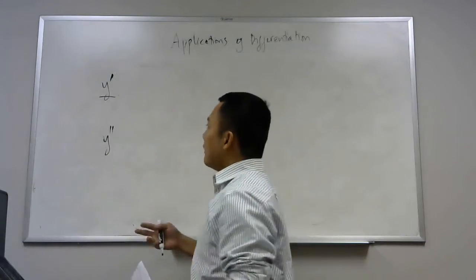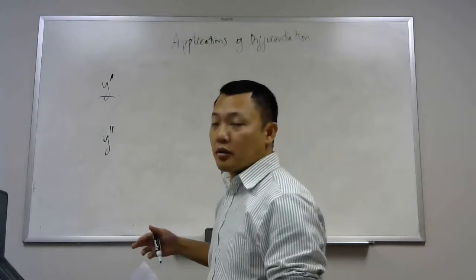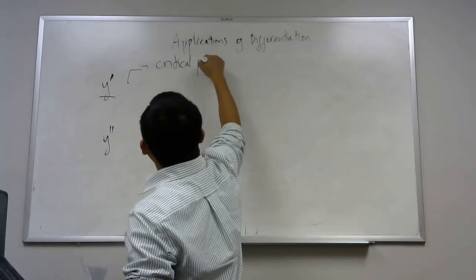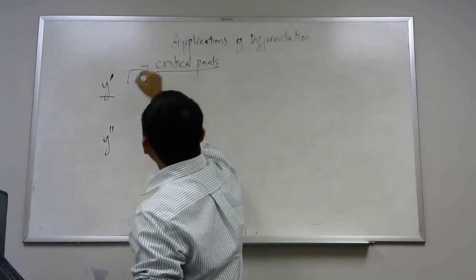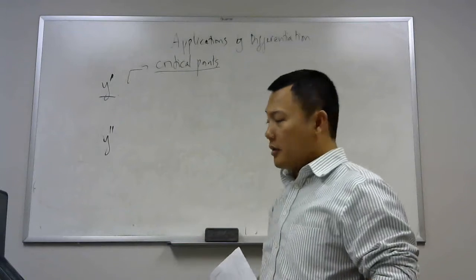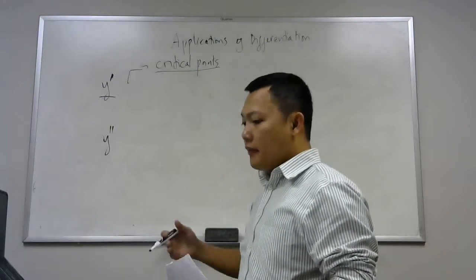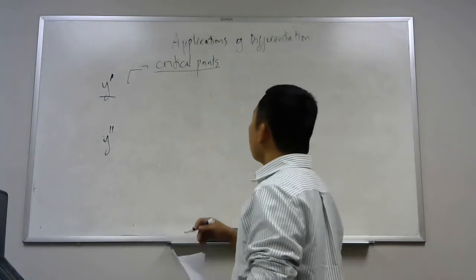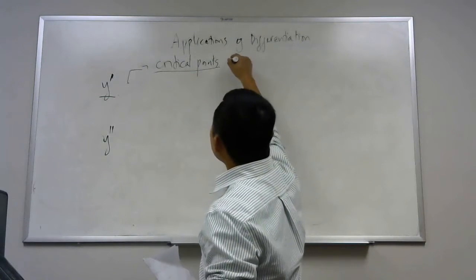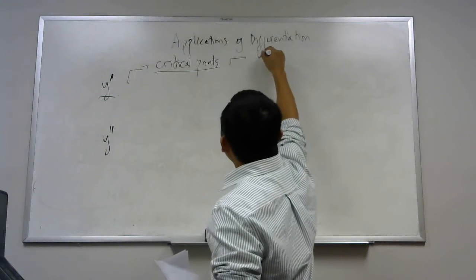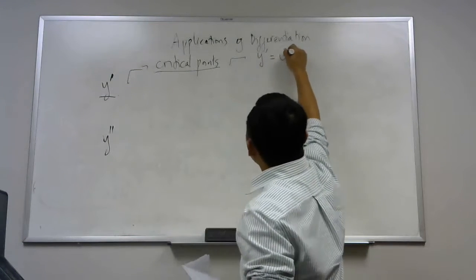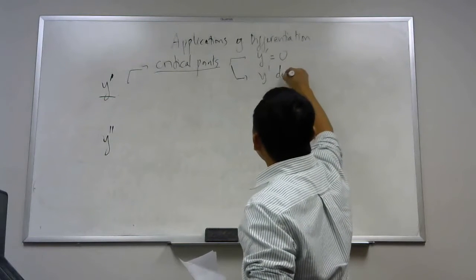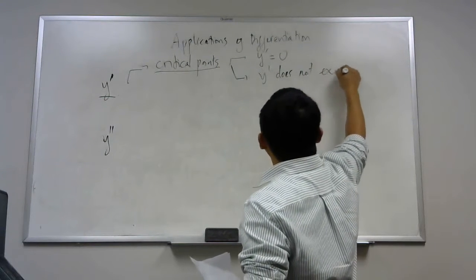The first derivative helps us to find our critical points. So here we need to find critical points, because sometimes we are interested in finding maximum, minimum, local maximum, local minimum, something like that. So let's find our critical points. What are critical points? Critical points are where the first derivative is equal to 0 or the first derivative does not exist, right? Does not exist.